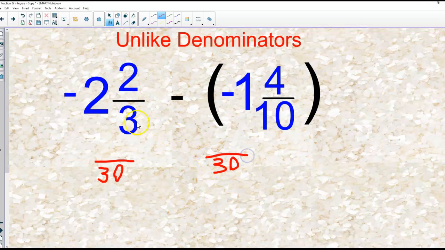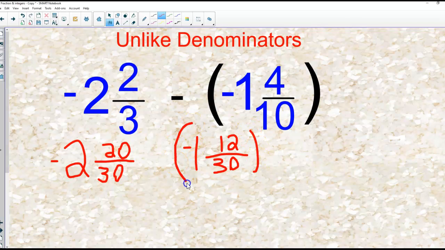Okay? So 3 times 10 gives you 30. So if you multiply the top times 10, you get 20. And we're going to bring our whole number with us. Right? We go over to this one, 10 times 3 is 30. So if you multiply the top times 3, you get 12. And I'm going to, again, bring the whole number with me. Bring the sign with me. And it is subtraction.